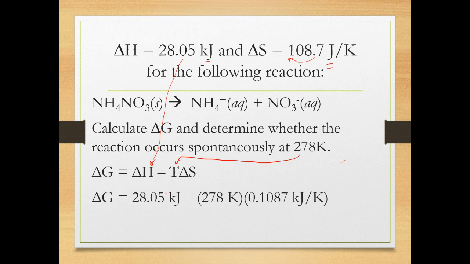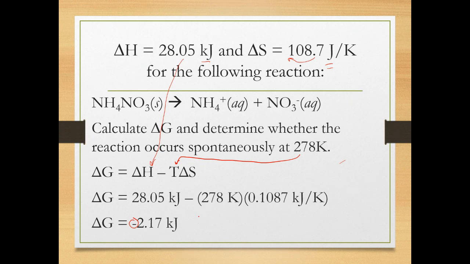If you do the math on this on your calculator, you'll get negative 2.17 kilojoules. Notice delta G is negative. So this reaction would be spontaneous at this temperature because delta G is negative. It's releasing energy in the process. So even though the heat energy is not favorable, the entropy is very favorable, and so this reaction will occur. It will be spontaneous at this temperature.